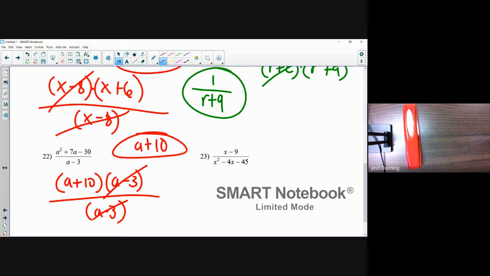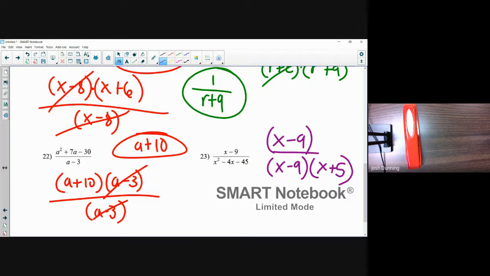And finally, the last one here. Can't touch the top. Be careful. It might look like it, but the x isn't squared, so you can't do anything. The bottom, hey, finally some new numbers here. 9 times 5 is 45. 9 minus 5 is 4. But that 4 is negative, so make sure your bigger number, the 9, gets the minus.